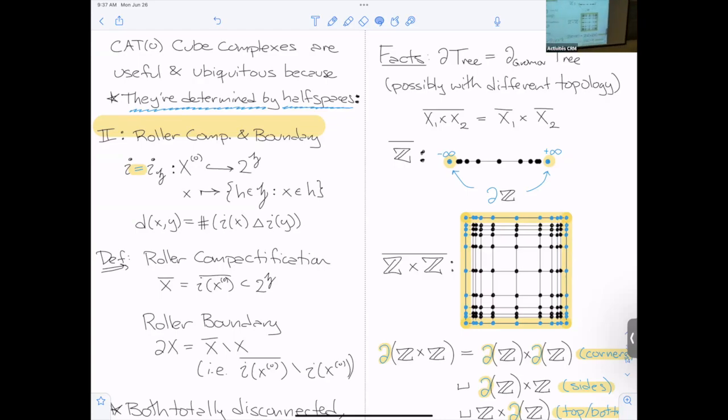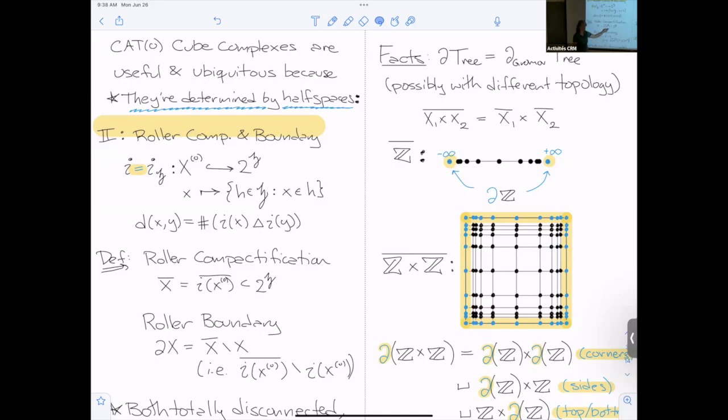At some point, I will confuse the difference between a point x and the half spaces that contain it, okay? Now, this injection is an isometry in the sense that I have an extended metric on the power set, and that metric is given by the symmetric difference of sets. Remember, these are sets. And that gives you the distance.